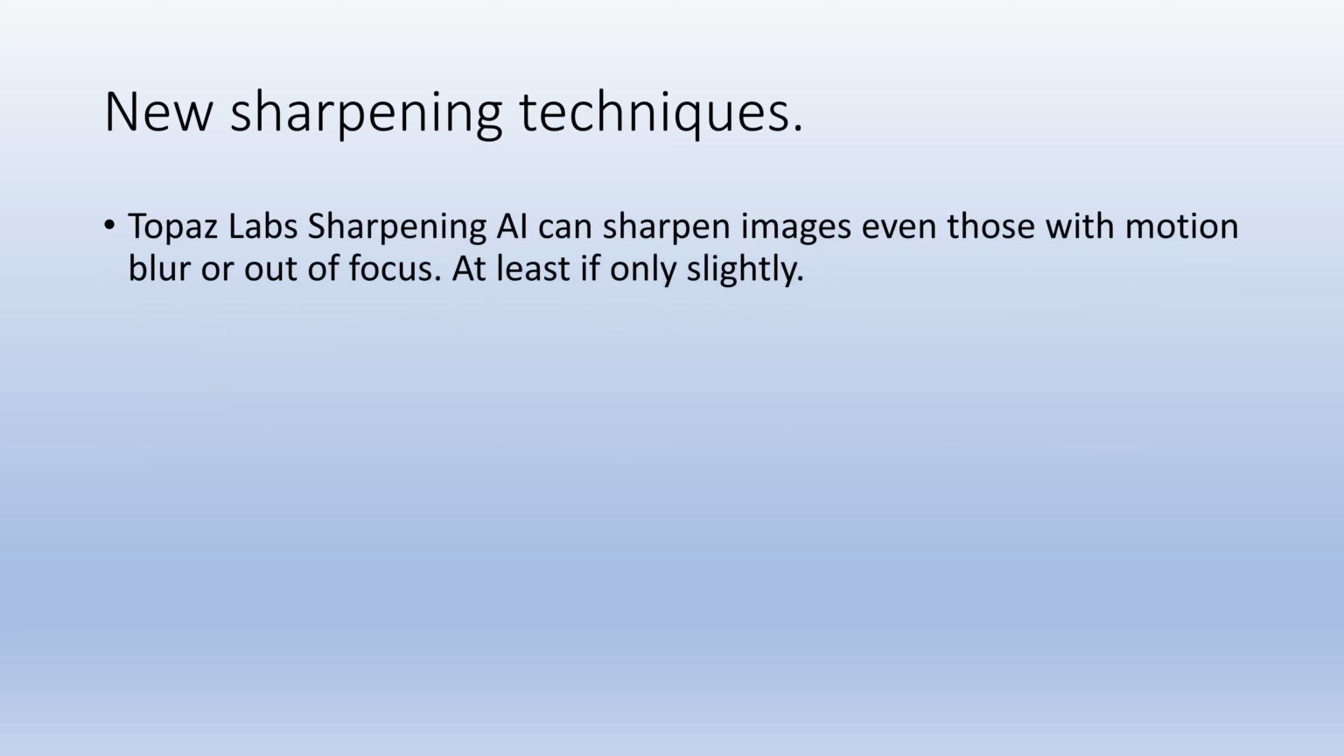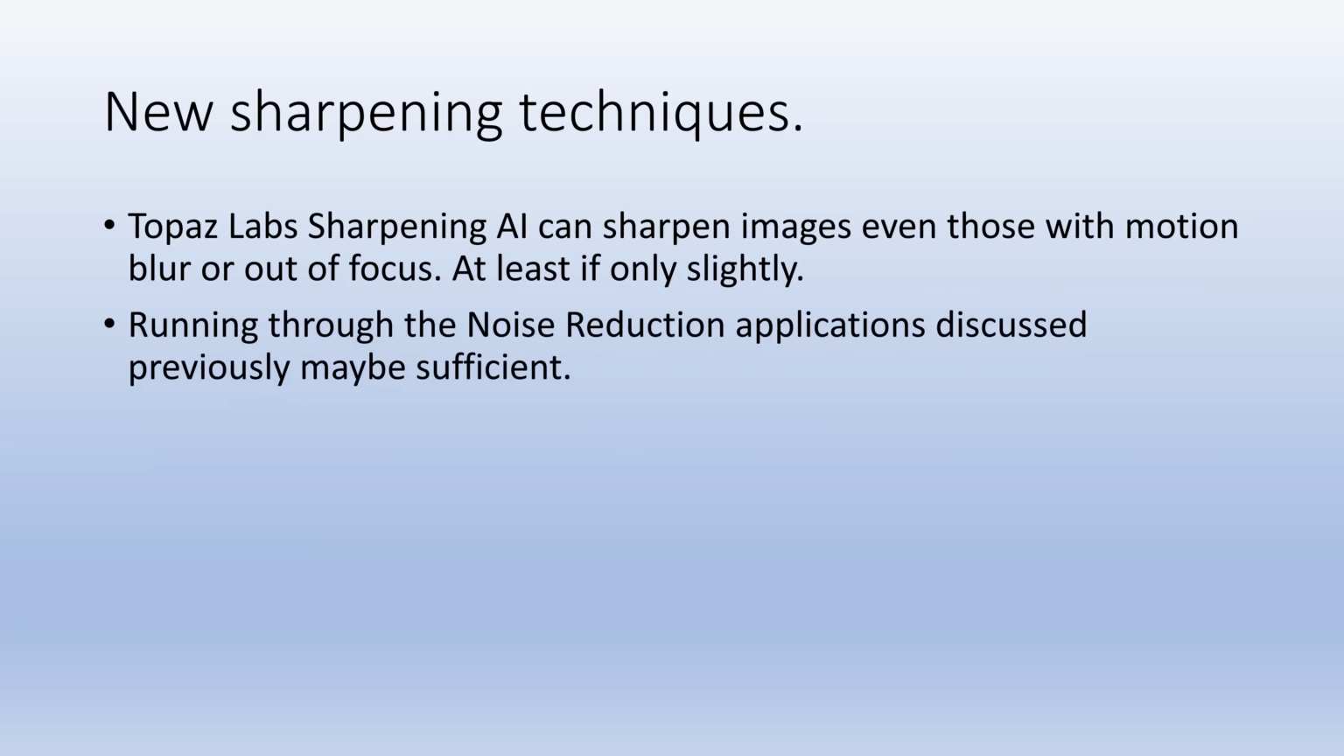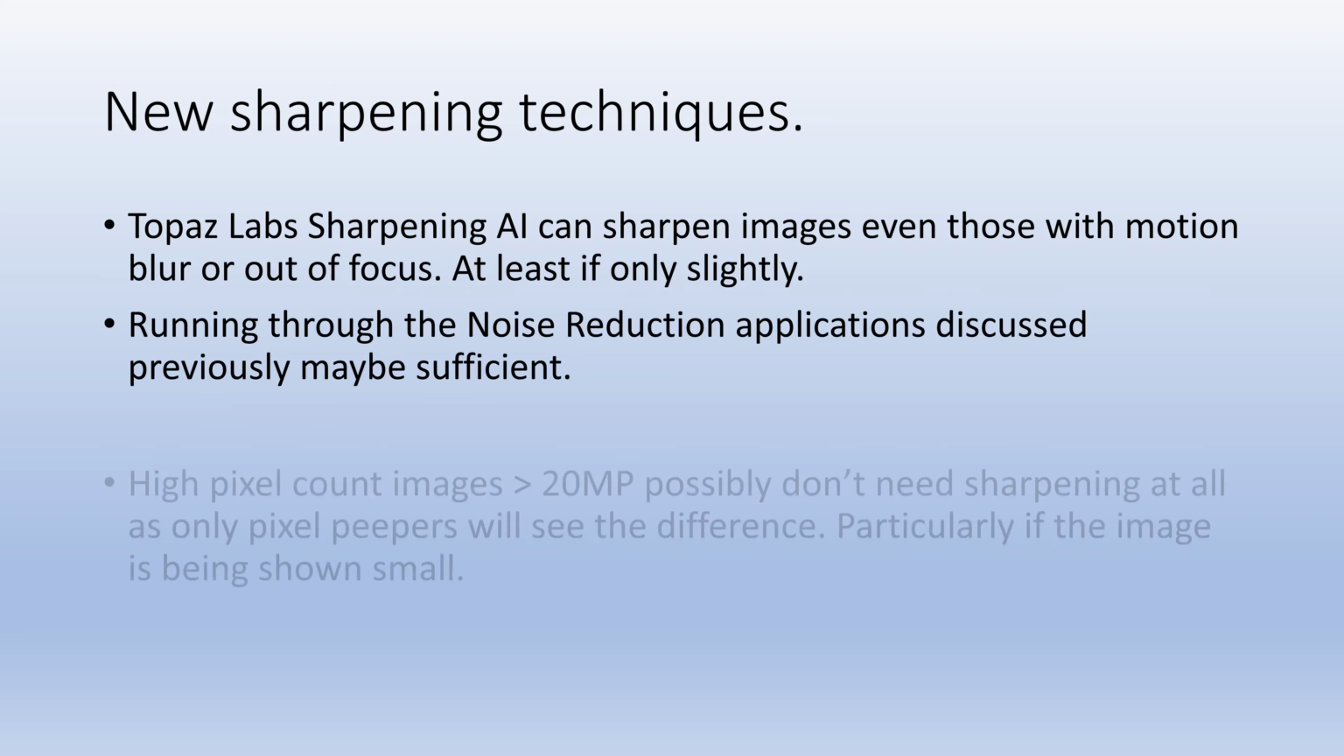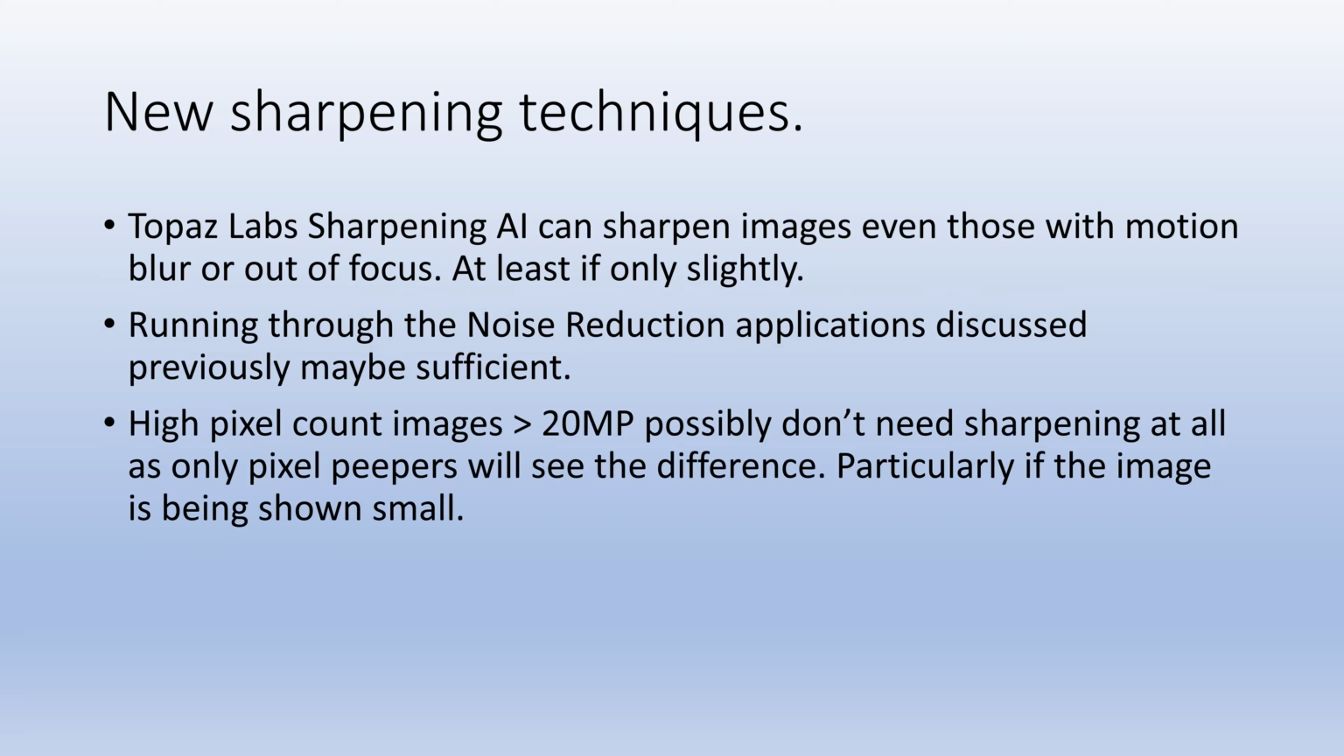So the new sharpening techniques, the only AI version that I'm aware of today is Sharpen AI. And these can sharpen images even with motion blur or a little bit out of focus, quite remarkably. Running through the noise reduction applications discussed might be enough, because even the noise reduction will apply some sharpening. Sharpen AI will also do some noise reduction as well. So high megapixel count cameras may not even need sharpening at all.